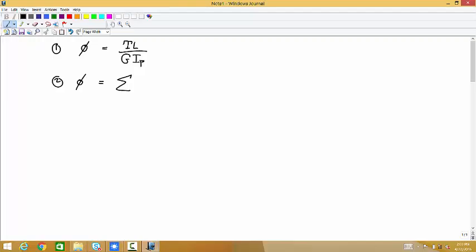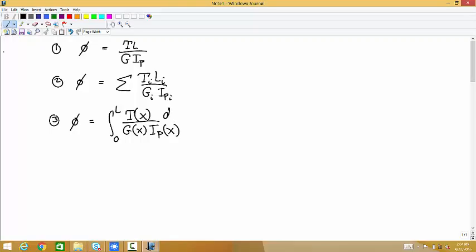If these values aren't all constant along the length of the rod, the torque on the ith piece times the length of the ith piece divided by G for the ith piece, I sub P for the ith piece. And then if any of these are varying continuously, you have the integral formula. The torque is a function of x over G as a function of x, I sub P is a function of x, and you're integrating all that with respect to x.